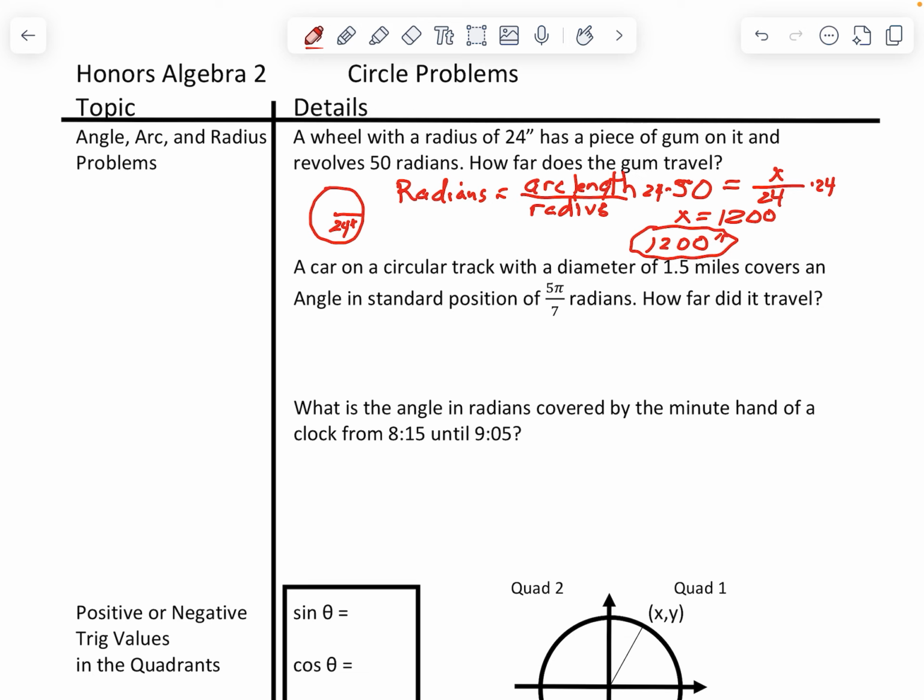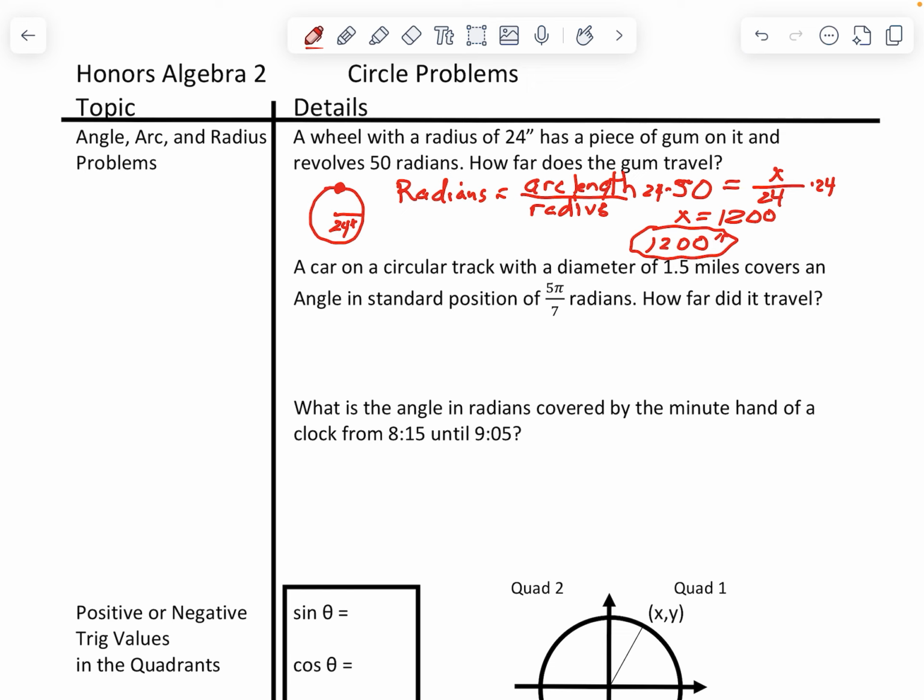So it traveled 1200 inches as it went round and round our circle, and that's the total distance it traveled. The next one is a car on a circular track with a diameter of 1.5 miles that covers an angle in standard position of 5 pi over 7 radians. How far did it travel?